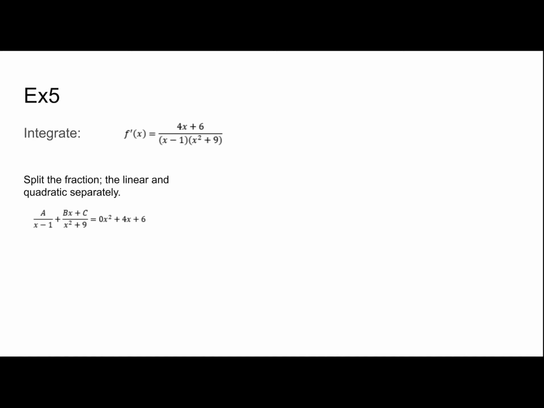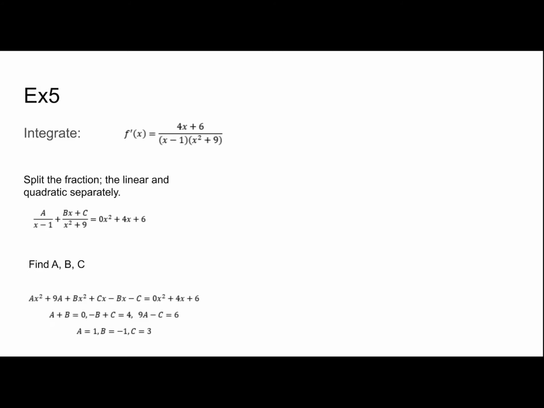Because we have a quadratic, which is x squared plus 9, and we have a linear, the linear should always be separated from the quadratic, okay? So in this case, you will have this equation. Once again, cross multiply, find your a, b, and c. If you cross multiply, you'll get ax squared plus 9a plus bx squared plus cx minus bx minus c equals 0x squared plus 4x plus 6. I assume by now you know how to make up your three equations and plug into your graphics calculator. You'll get a equals 1, b is -1, and c is 3.